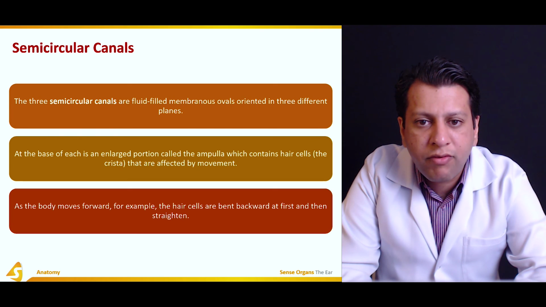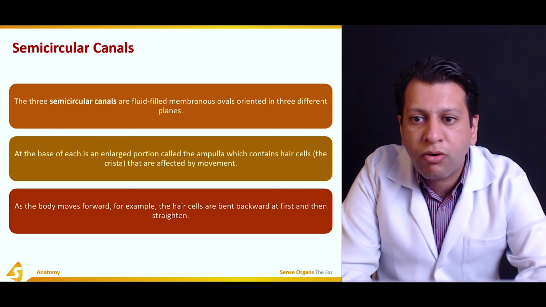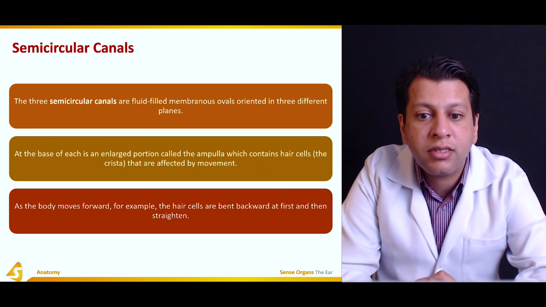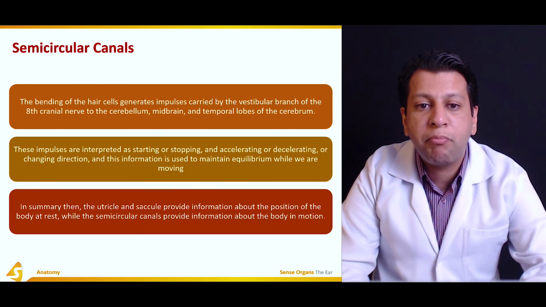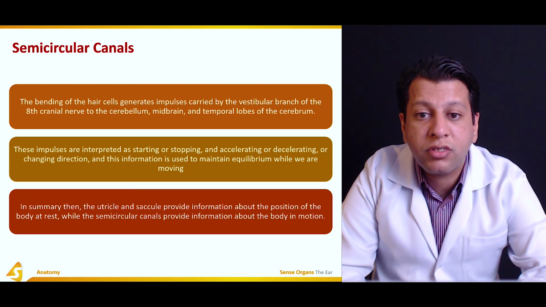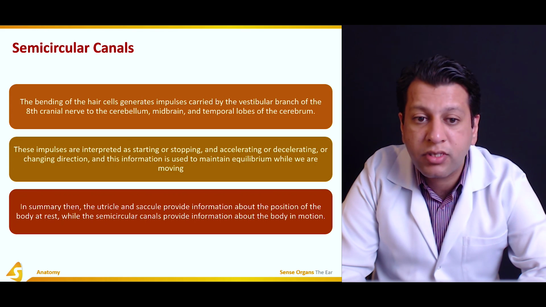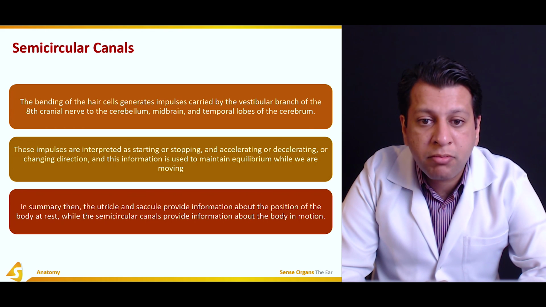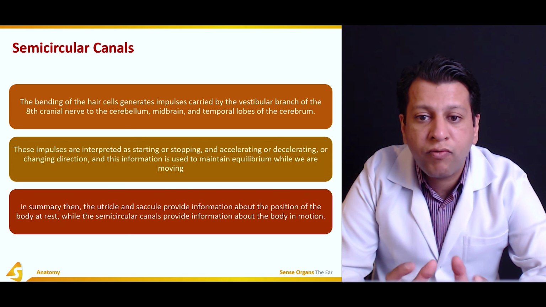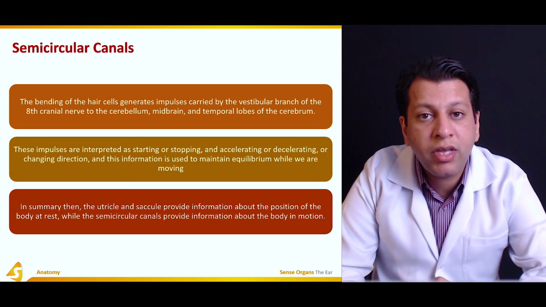The three semicircular canals are fluid-filled membranous ovals oriented in three different planes. At the base of each is an elongated portion called the ampulla, which contains hair cells, the cristae, that are affected by movement. As the body moves forward, for example, the hair cells are bent backward first and then straighten. The bending of the hair cells generates impulses carried by the vestibular branch of the eighth cranial nerve to the cerebellum, midbrain, and temporal lobes of the cerebrum. The impulses are interpreted as starting, stopping, accelerating, decelerating, or changing direction. This information is used to maintain equilibrium while we are moving.